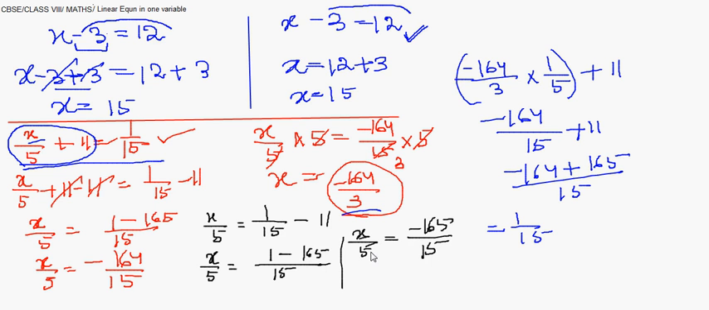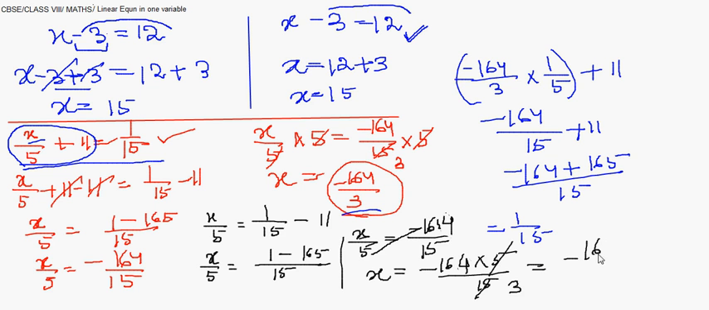See, either you cross multiply, thereby making x as minus 165 into 5 by 15, thereby getting 5 into 3. Sorry, I got it as 164 because 165 minus 1 is 164. This is 164, and that will give me minus 164 upon 3. So whichever method you follow, you will reach the same answer, minus 164 by 3.